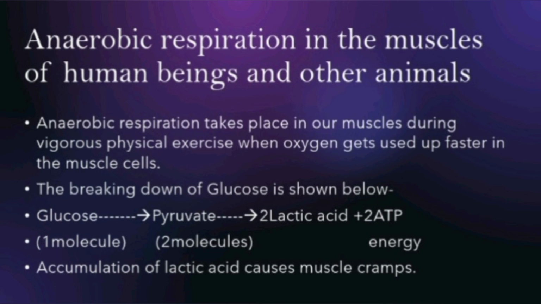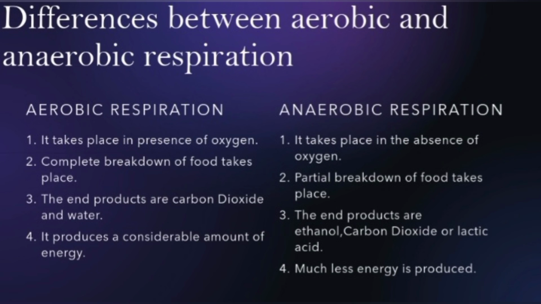Please note that anaerobic respiration in yeast produces ethanol and carbon dioxide as end products, whereas anaerobic respiration in animal muscle tissue produces lactic acid as the end product. Let's see the differences between aerobic and anaerobic respiration in the next slide. As you can see, I have mentioned the differences between aerobic and anaerobic respiration in this slide. Either you can take a screenshot or write it in your copy by pausing the video.